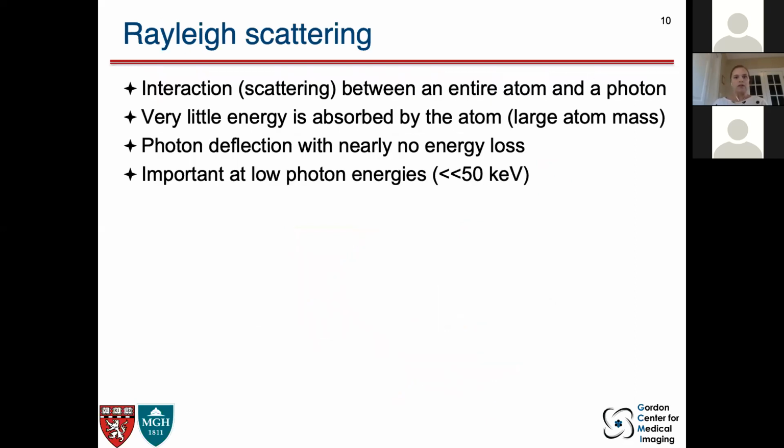The fourth interaction mechanism is Rayleigh scattering. Here the photon is scattered on the atom, and very little energy is absorbed by it due to the large mass of the atom. The photon is deflected, and it loses very little energy. So this process is important only at very low photon energies, way below 50 keV.